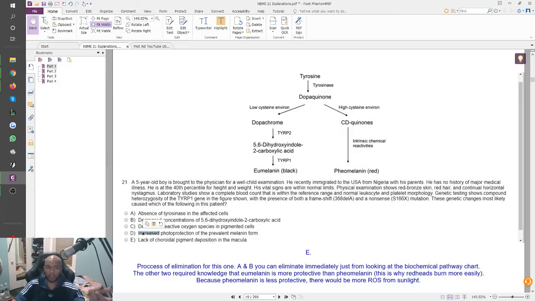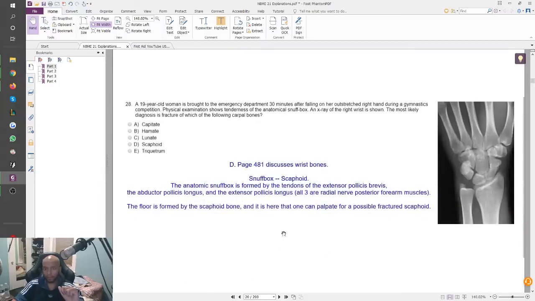You could also knock this answer choice out because nothing would be increased. Why would you make more of anything? You just have a mutation where you're making less of something, and you're making less of this. From this given diagram, you can understand that you're going to be making less of this. That's it. The bones of the hand, right? So very obvious one. You want to make sure you're able to name all of them. The wrist bones, name all of them using the mnemonic that's given in the book.